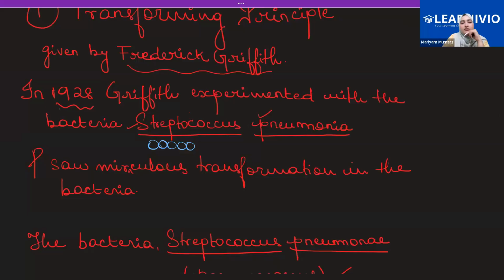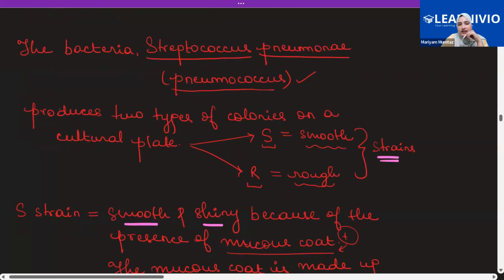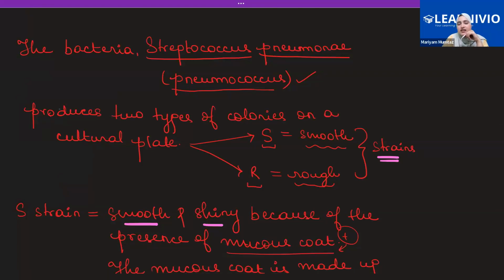So he performed the experiment with Streptococcus pneumoniae and he saw a miraculous transformation in the bacteria. Now, how did he do it? The bacteria Streptococcus pneumoniae is a pneumonia causing bacteria, right? It is also known as pneumococcus. Now, what happens is that it produces two types of colonies.